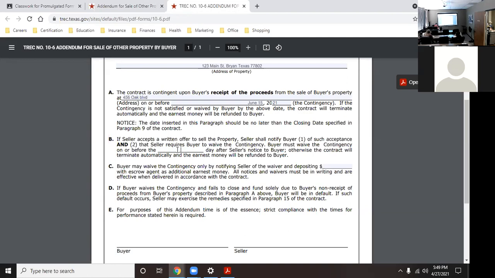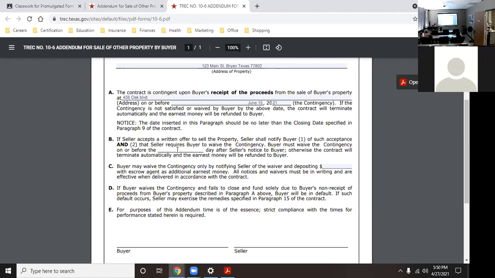What this does, it still gives me first right, where if McKenna liked the other offer because it didn't have a contingency, she has to let me know, and I can waive my contingency and then still be under contract with her. But if I refuse to waive my contingency, that's when it's terminated and she moves on to her other contract.